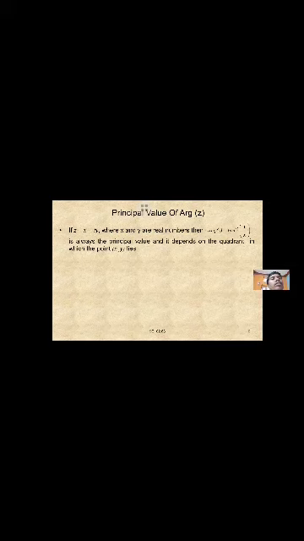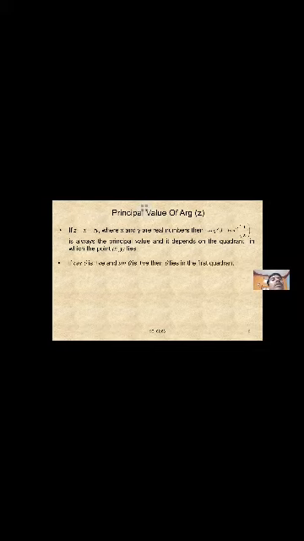If z equals x plus iy, where x and y are real numbers, then argument of z equals tan inverse of y by x is always the principal value, and it depends on the quadrant in which the point (x, y) lies.